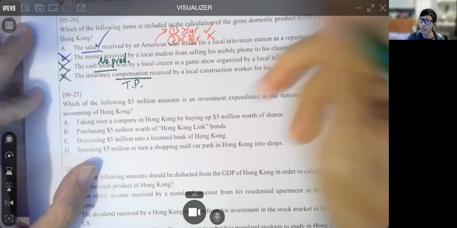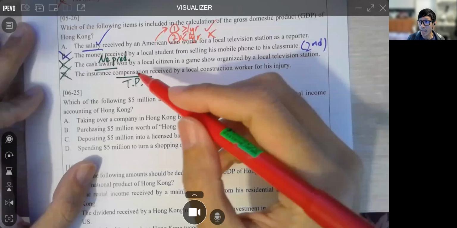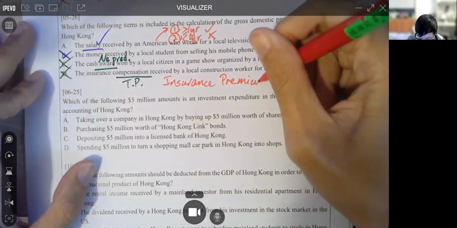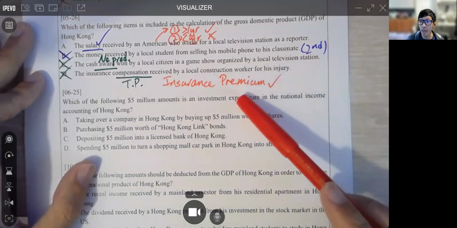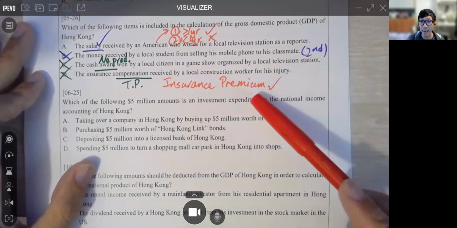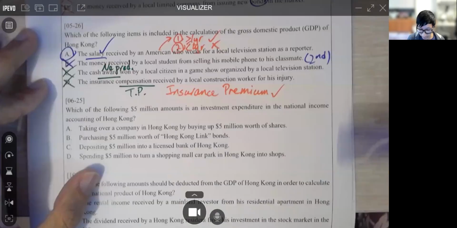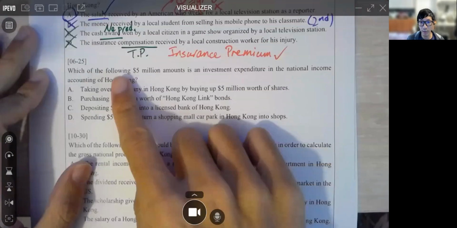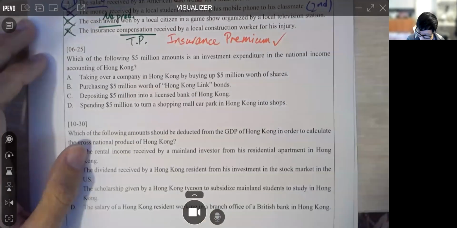Therefore, not counted. 嗱，不過你小心啲啊，唔係 insurance 唔計啊，記住啊。Here, the thing is insurance compensation does not count. What if I have an insurance premium? 我買保險嘅保費計唔計啊？係計㗎，because there is an insurance service. This is the money for insurance service. OK，所以保險費係計嘅，保險賠償唔計啫。So I think they are inclined to say A is the answer. Stick with case 1. Let's say he works for more than a year. OK，好，下一條啦。Which of the following 5 millions amounts is an investment expenditure of the national income accounting? Let's just call it GDP.